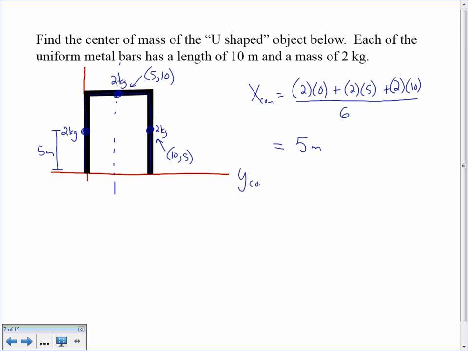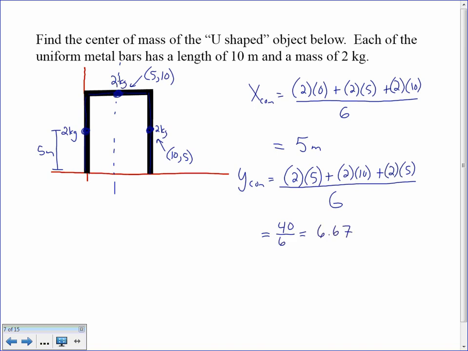The y coordinate of the center of mass, though, is going to be a little bit different. For the first mass, it's 2 kilograms times 5 meters, plus 2 kilograms times 10 meters for the second object, plus 2 kilograms times 5 meters for the third object, divided by 6. Doing this, we get that the y coordinate of the center of mass is 40 over 6, or 6.67 meters.